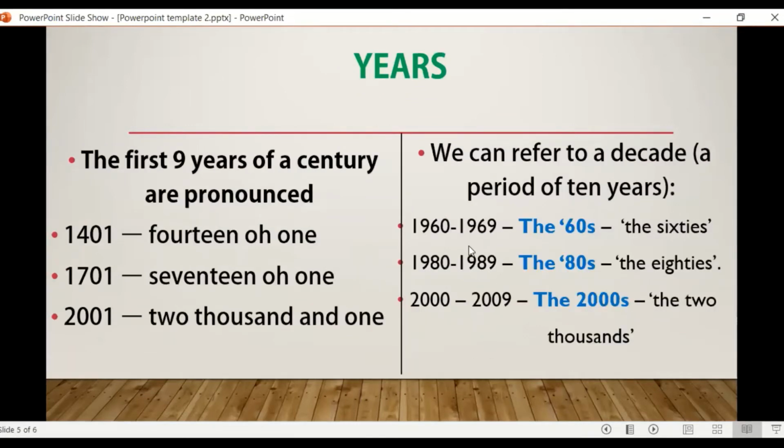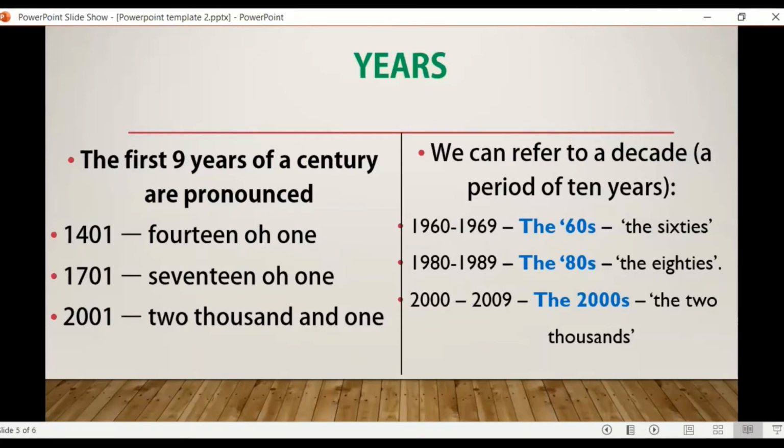And the other point is, when it comes to century again, the first 9 years of a century are pronounced like this. And most of the time we use O for 0. So 0 can be pronounced as O in such cases. For example, this is 1401, 1402, 1403, 1404, 1405, 1406, 1407, 1408, 1409, then 1410, right? So for the first 9 years of a century, we just pronounce the number 0 as O.